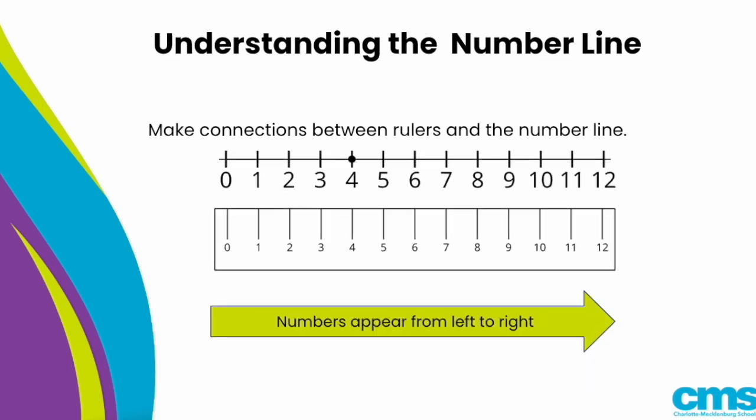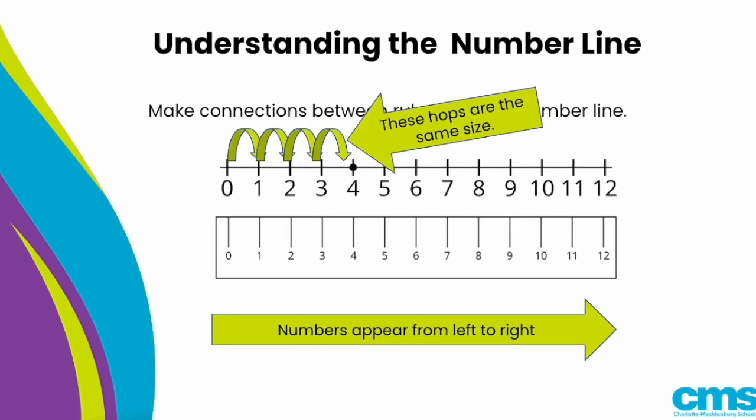Let's think a little bit more about understanding the number line. Students learn that numbers appear from the left to the right on a number line. They also learn that the hops are the same size on a number line, just like they might see on a ruler.